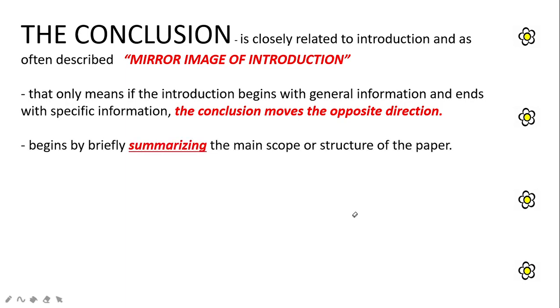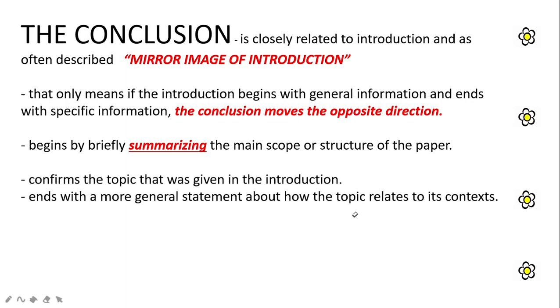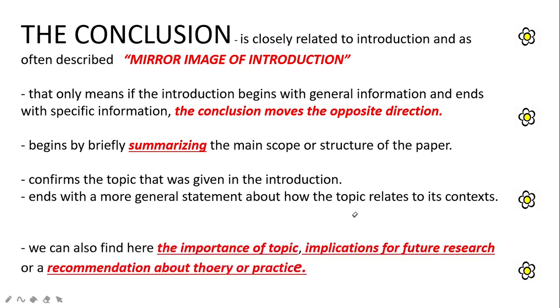It begins by briefly summarizing the main scope or structure of the paper. It also confirms the topic that was given in the introduction. It ends with a more general statement about how the topic relates to its context. We can also find here the importance of the topic, implications for future research, or a recommendation about theory or practice.